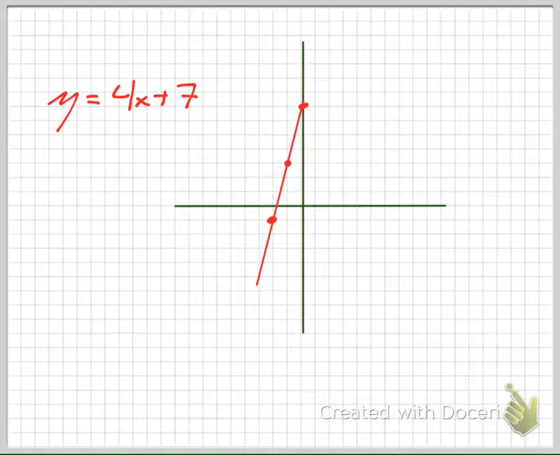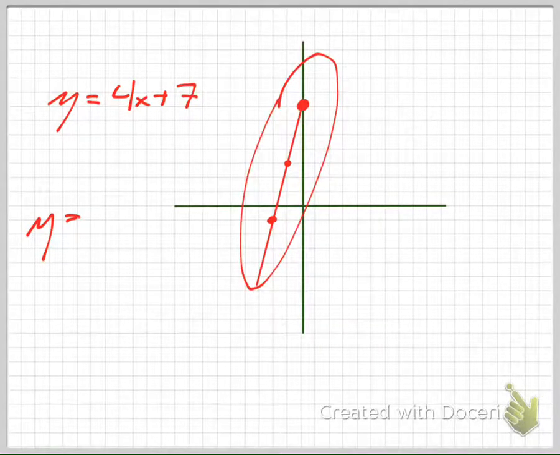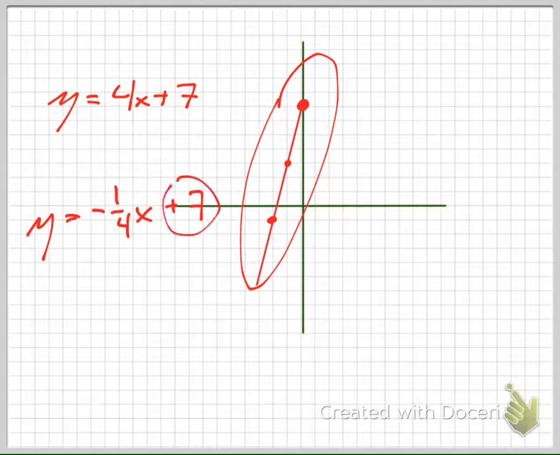What would the perpendicular line be if it crosses right here, if it crosses at 7? The perpendicular line would be y equals, what slope would it be? What would the perpendicular line to this line be? Negative 1/4 x plus 7. Why plus 7? Because we're saying it crosses here. Does that make sense?